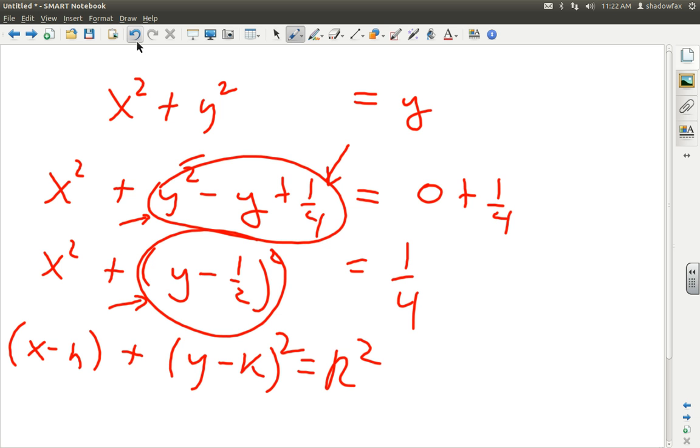All right, so the center of this circle is at 0, 1/2. It's right, in other words, up on the y-axis. And the radius is also 1/2, right? So if this is 0, 0, and this is 0, 1/2, and the radius is 1/2, it goes through 0, 0, it goes through 0, 1, right? Do you see it? That's why we got the graph that we got. Look.